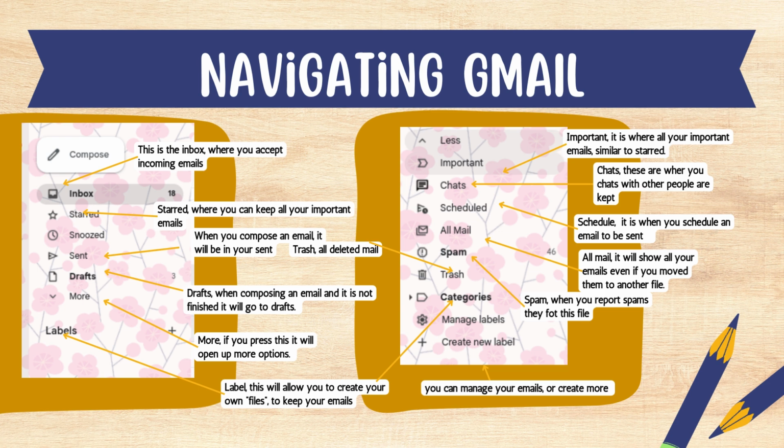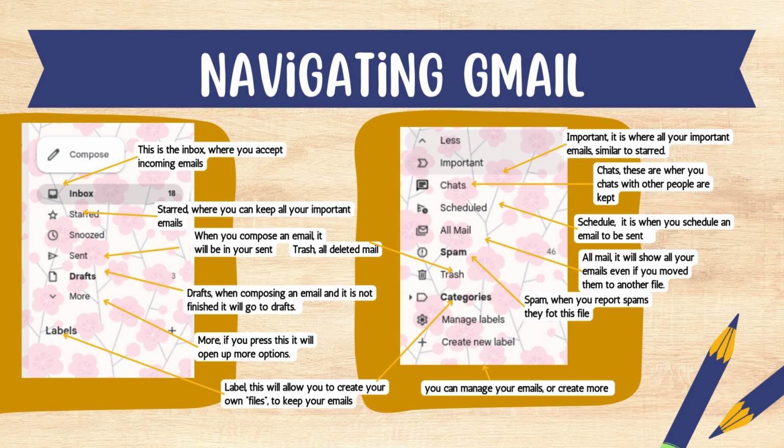Under that, starred is where you keep all of your important emails. Under that, we have snooze. And how I mentioned before, basically you could snooze a certain email and mark it so you'll see it later. Then we have the sent. This is where, when you have already composed an email, it will be in your sent after you've sent it. Other than that, we have drafts. This is also like composing an email, but it has not been finished and you never sent it. It will stay in your drafts and then you can send it later if you want.